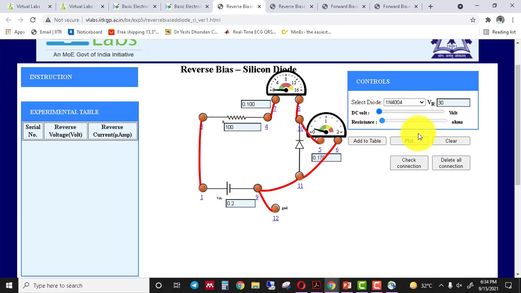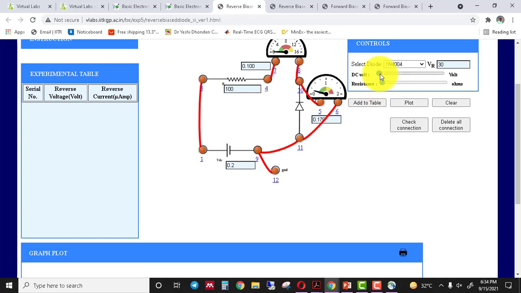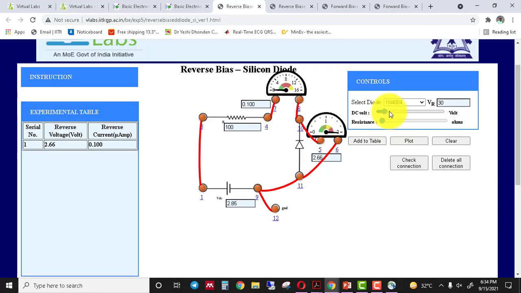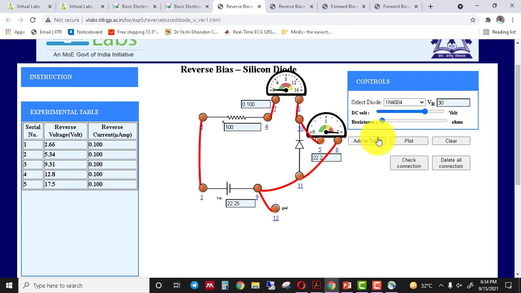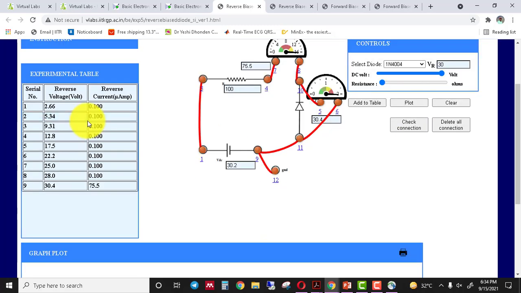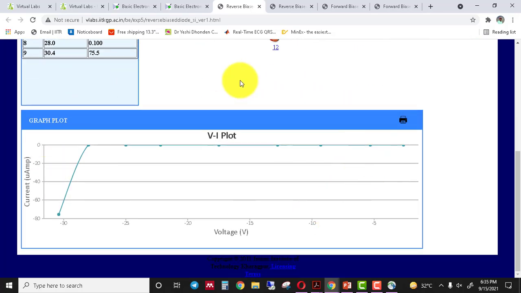Firstly we have to set the resistance value around 100 ohm and vary the DC voltage level from 0.2 volt to 5 volt. Fine. So now I am starting to vary the DC voltage and take readings. In this case I just take random readings by increasing the voltage level from 0.2 volt to 5 volt, and you see what happens when we increase the voltage level above the breakdown voltage, and before the breakdown voltage, the value of the current is also noted in the observation table. Okay, now click on the plot. So this is the VI characteristics of the diode circuit in reverse bias condition.